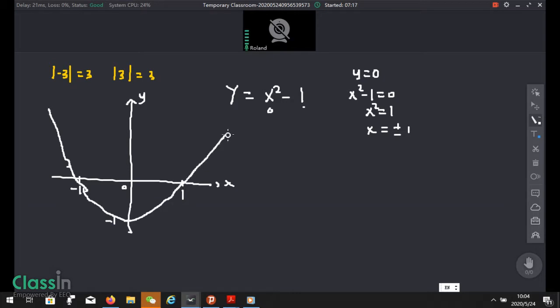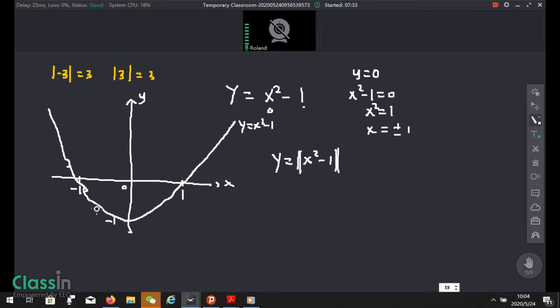It's a quadratic of the shape. What about y? So this is y equals x squared minus 1. What about y equals the absolute value of x squared minus 1? The absolute value means there will be no negative y value.